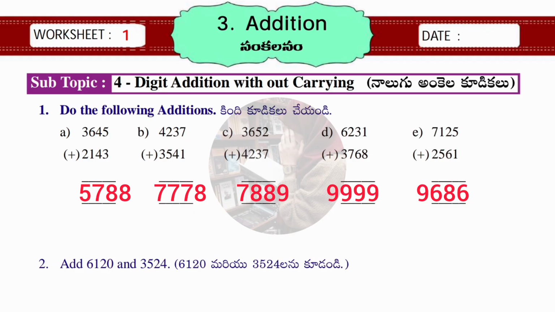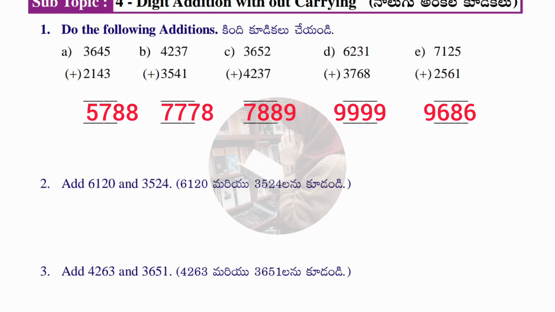Now we'll see the second question, which is add 6120 plus 3524. If you add both the numbers starting from ones digit, you'll get the answer as 9644. Let's see how. 0 plus 4 is 4. Okay, then 2 plus 2 is 4. Then 1 plus 5 is 6. Then 6 plus 3 is 9. So your answer is 9644. Understood?